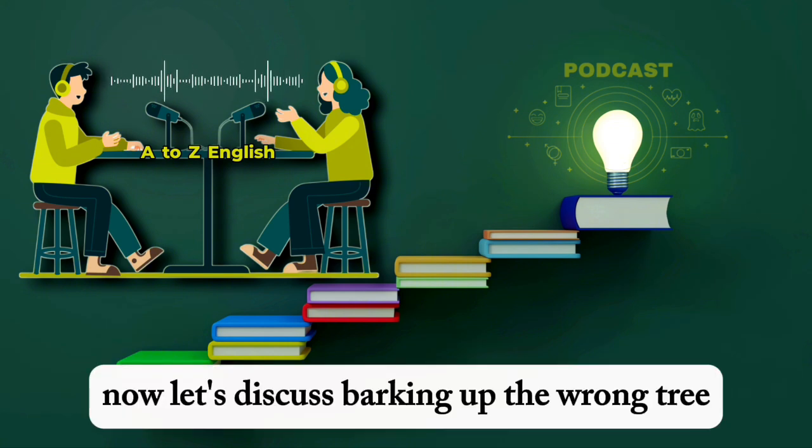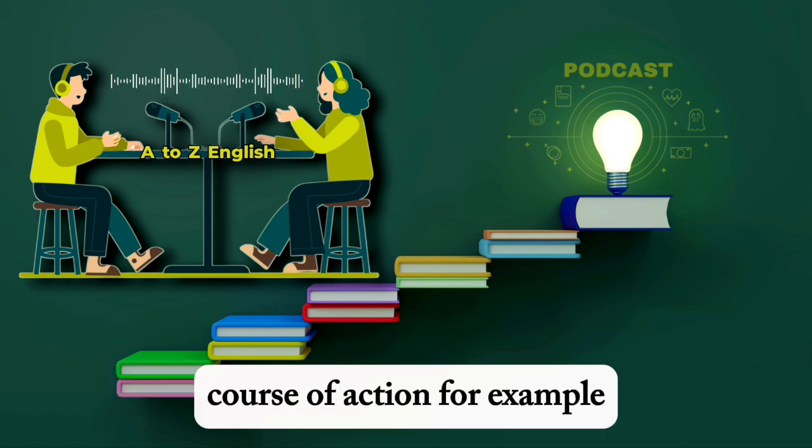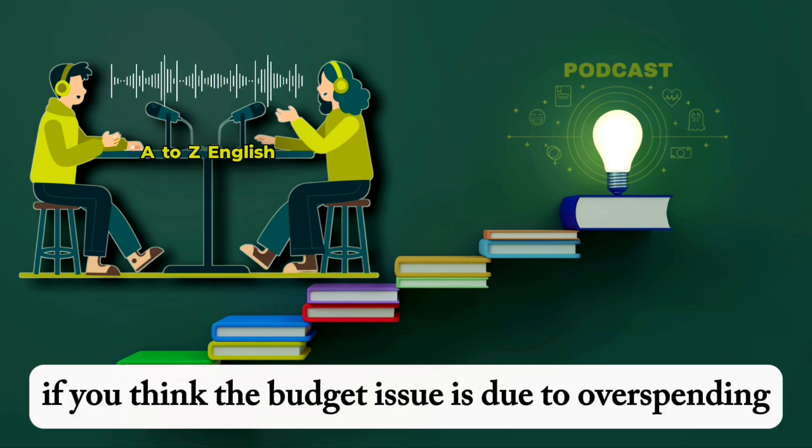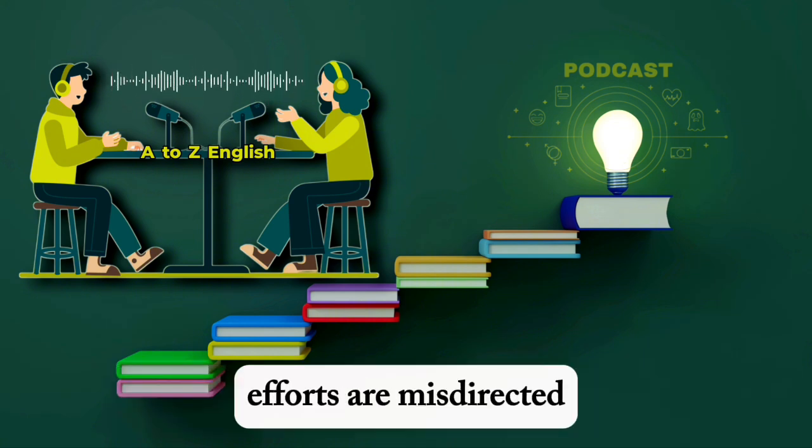Now, let's discuss barking up the wrong tree. This means to pursue a mistaken or misguided course of action. For example, if you think the budget issue is due to overspending, you're barking up the wrong tree. It's perfect for indicating that someone's efforts are misdirected.